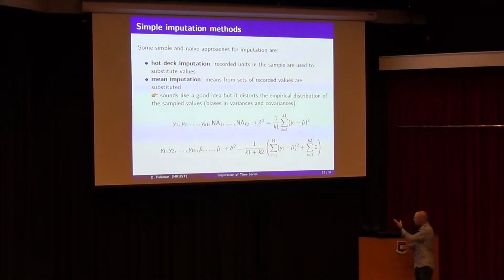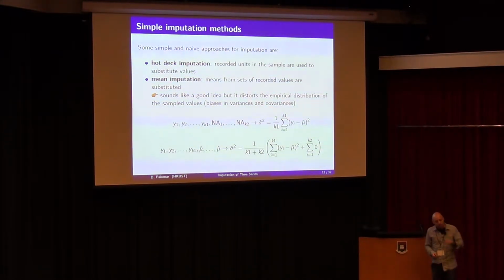I can show you, it's very easy once you realize. Imagine we have K1 observations and K2 missing values, NA, meaning not available. So K1 are observed and K2 are missing. Of course, if I want to compute the variance of these numbers, I will just discard the missing values and take the ones that I know. I'm assuming IID here. So I take the K1 values and estimate my variance as 1 over K1 times the summation over all these K1 observed values. That's my estimation.